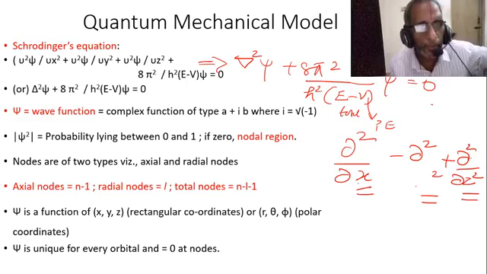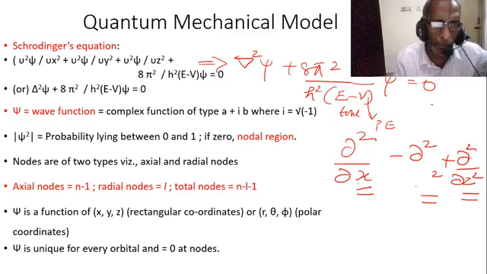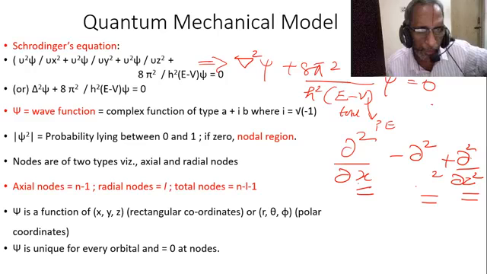So with this, lastly, the quantum mechanical model. The Schrödinger equation gives information about the probability of finding the electron. The electron is not always stationary, it is always revolving. Revolving means we need to know where it will be available. That is given by psi. Psi is related to the probability of finding the electron along the x-axis, y-axis or z-axis.